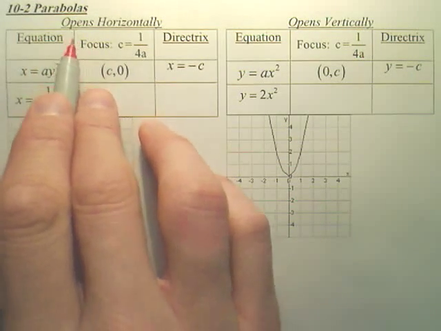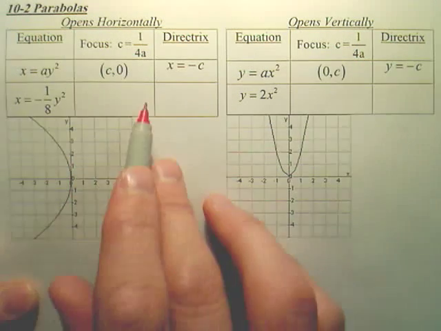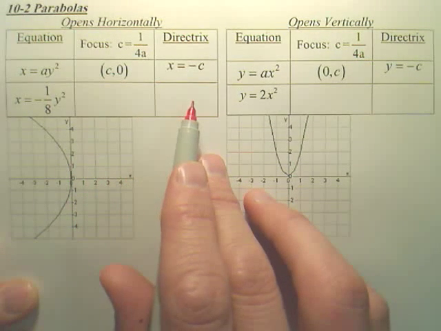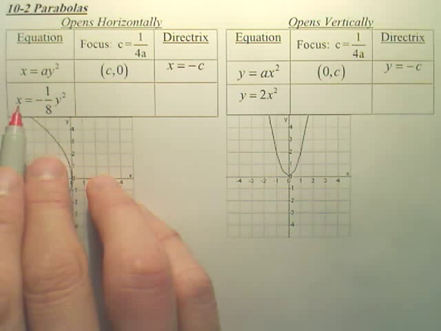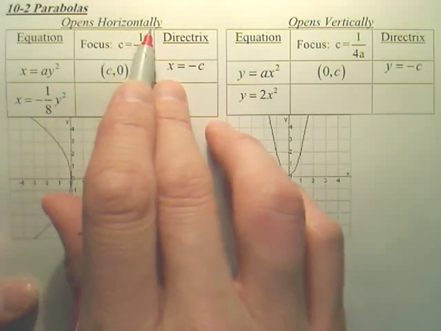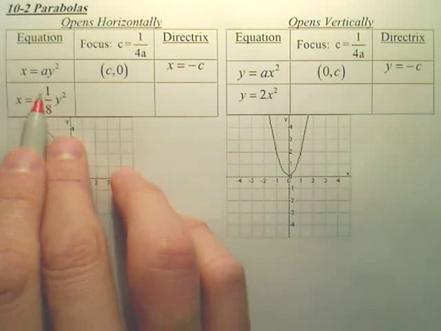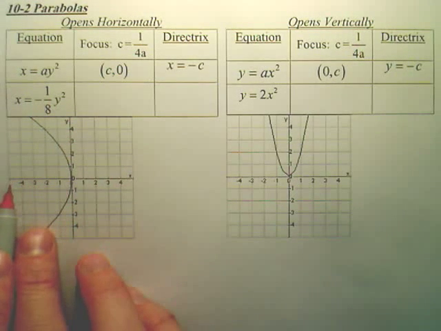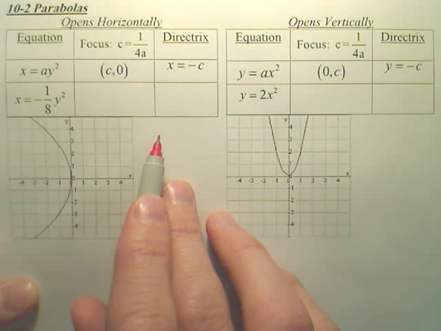Okay, this equation right here is graphed right here. I want to find its focus and directrix. This equation, since it's x equals, is going to open left or right, horizontally. Now, because your a value is negative, it opens to the negative side. If it was a positive a value, it opened to the right side, the positive side.